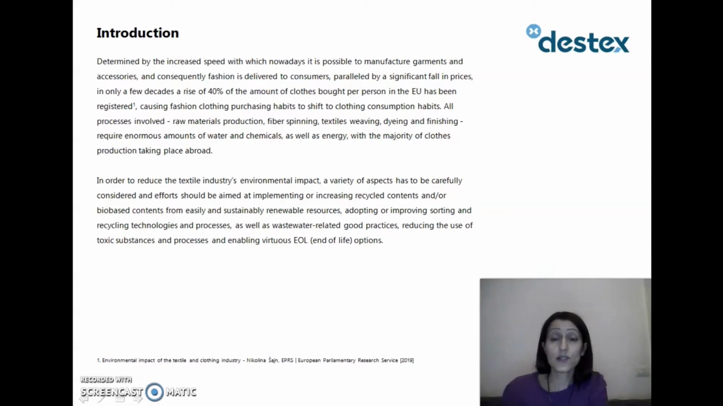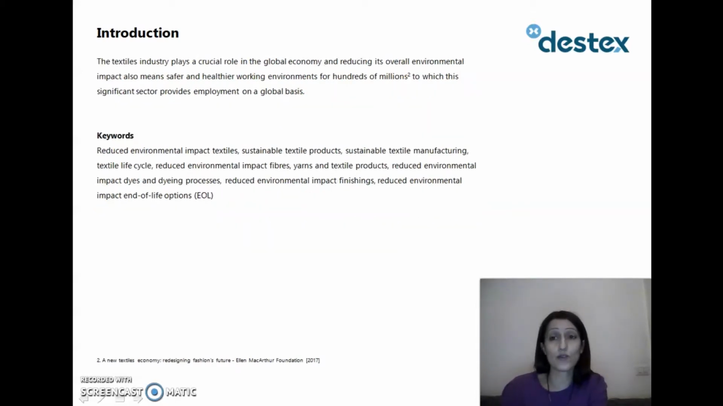In order to reduce the textile industry's environmental impact, a variety of aspects has to be carefully considered, and efforts should be aimed at implementing or increasing recycled contents and/or bio-based contents from easily and sustainably renewable resourcing, adopting or improving sorting and recycling technologies and processes, as well as wastewater-related good practices, reducing the use of toxic substances and processes, and enabling virtuous end-of-life options.